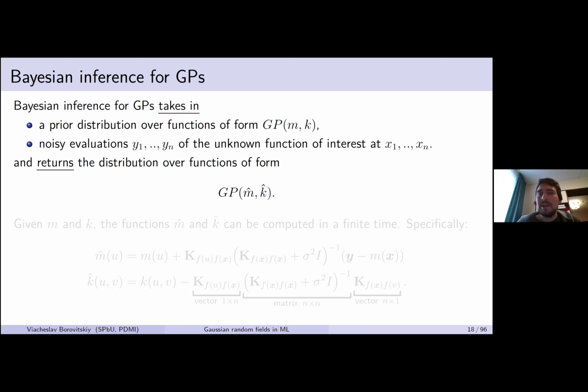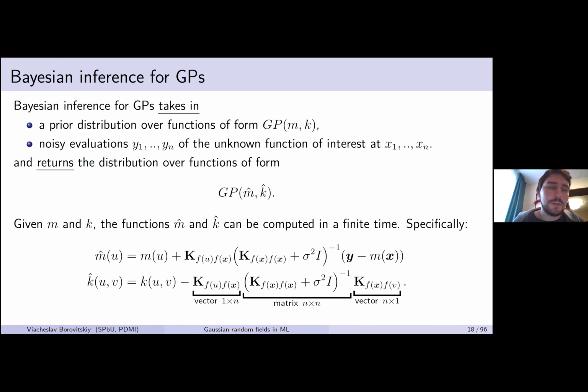So again, Bayesian inference for Gaussian processes takes in some prior distribution over functions of the form GP(m, k), where we specify m and k, something that we came up with for some prior reasons. Then we have noisy evaluations of the unknown function of interest at locations x1 and so on up to xn, so at some n locations. And this Bayesian inference returns a distribution over functions of the form, again, GP, only here it's m hat, k hat, a different mean function and a different covariance function.